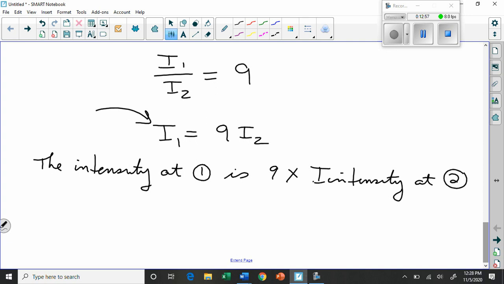So that's one way of looking at intensities. And we can do all kinds of interesting things with that. All right. That's all I needed to do in this video. So we will stop there.